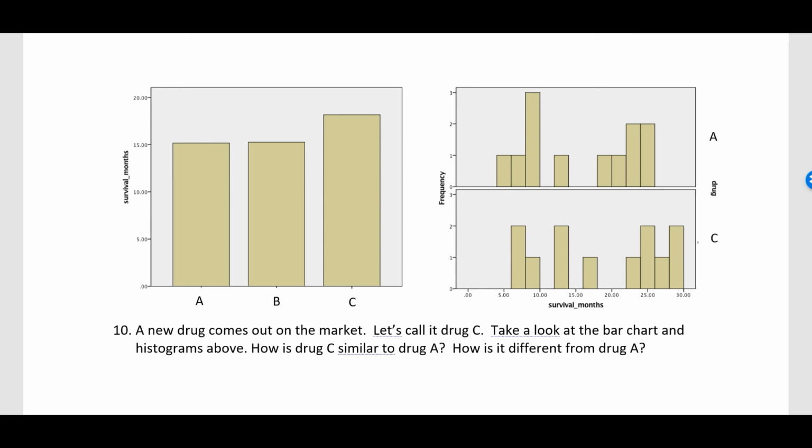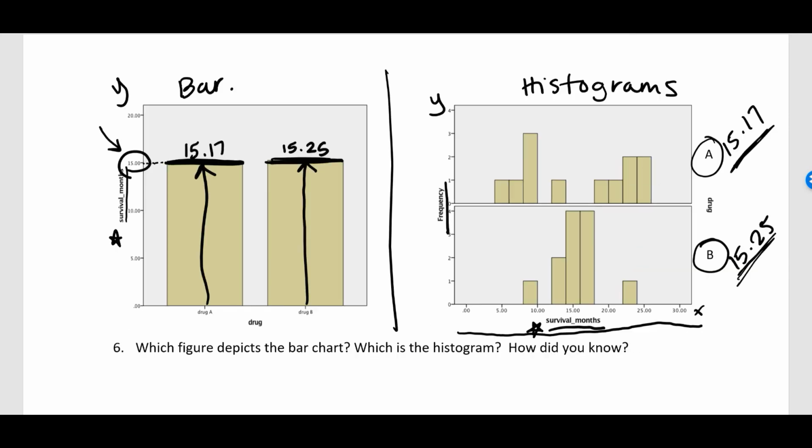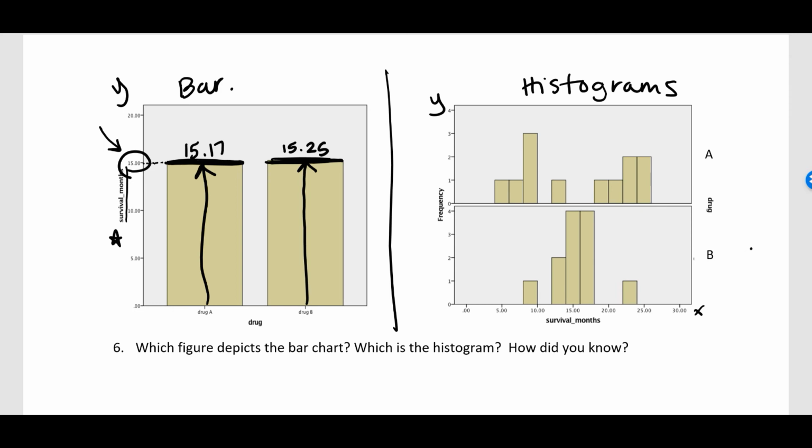B, let me clean up again. Would you say that the shape of these two are pretty similar or pretty different? I would say the shape's pretty different. It's definitely more spread out and more flat for A, versus B is more of that traditional bell curve. So the shapes are very different for A and B.